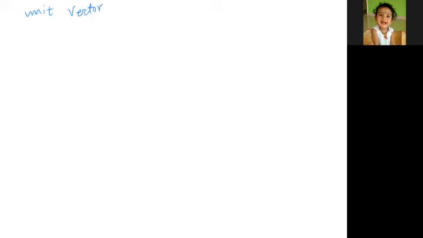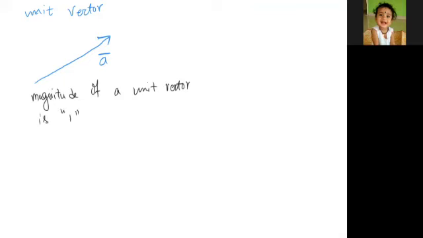Okay, so let us say a vector is represented by a bar like this. Okay, vector is like that. Then a unit vector means, first of all, the definition of unit vector is what? Unit vector is a vector which has magnitude 1. The magnitude of a unit vector is 1. Unity.